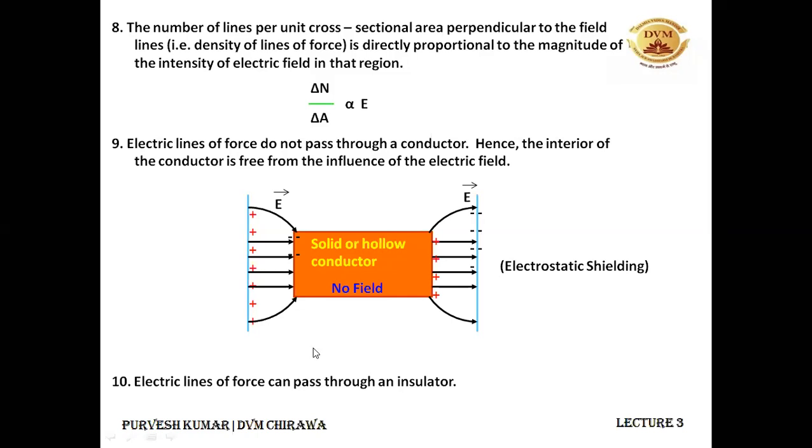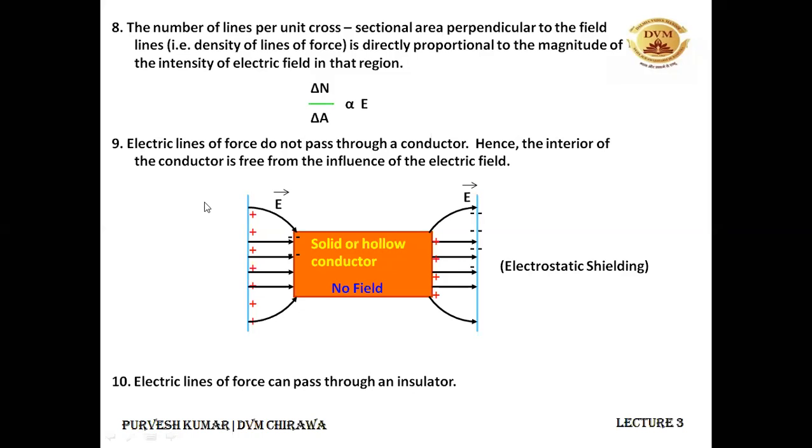But contrary to this, the electric field lines can pass through an insulator. They can always pass through an insulator. These two points we will be discussing later when we discuss capacitance, and you have to keep in mind that the electric field lines do exist inside an insulator, but they do not exist inside a conductor. All right.